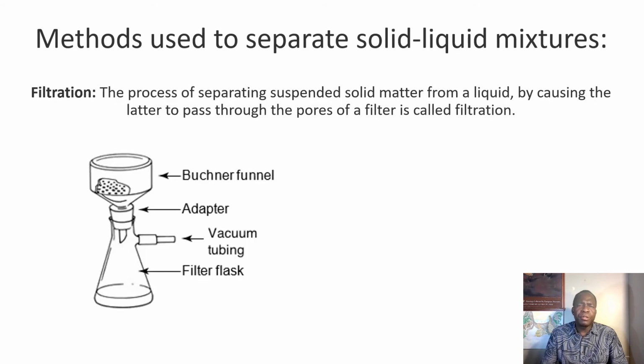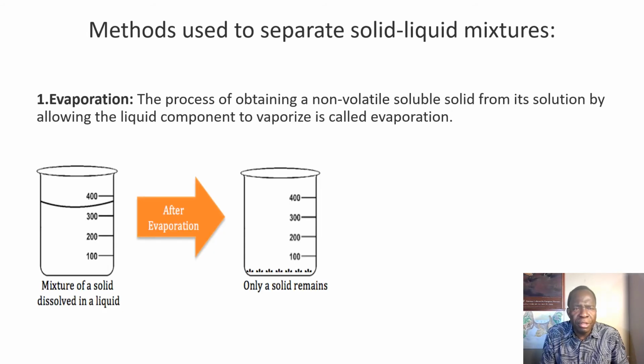Now let's look at the methods used to separate a solid-liquid mixture. The first one we are going to talk about is filtration. In the case of solids and liquids mixed together, you can use filtration to separate the solid from the liquid. Another method to separate the liquid from the solid is called evaporation.